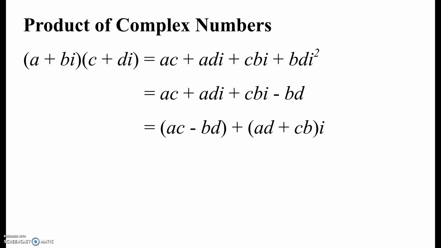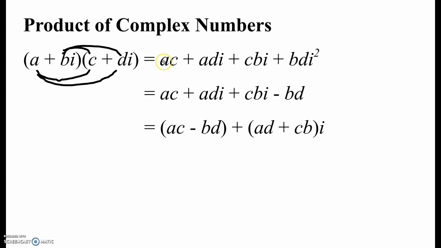So in our example, if we have a plus bi times c plus di, we multiply a times c, we multiply a times d, we multiply bi times c, and bi times di. And in this case, the i times the i gives us an i squared. And if you remember from the last set of notes, i squared is really equal to -1.